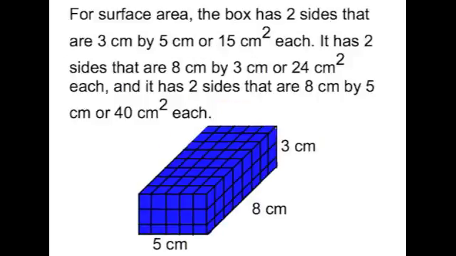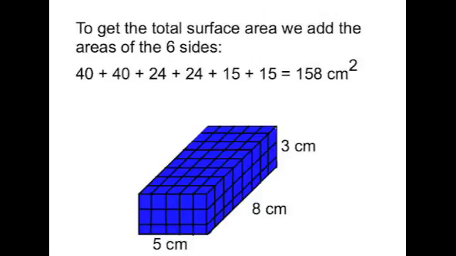The surface area is a little more complicated. The box has 6 total sides, and it comes in pairs of 2. The top and the bottom are the same at 5 by 8, or 40 square centimeters each. The left and the right are the same at 3 by 8, or 24 square centimeters each, and the front and the back are the same at 3 by 5, or 15 square centimeters each. We add all those up, and you see we have 2 40s, 2 24s, 2 15s. Add them all up. The total surface area is 158 square centimeters.